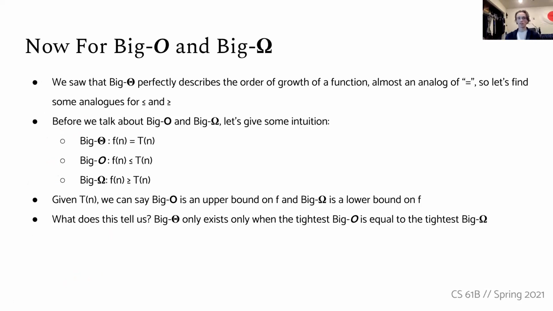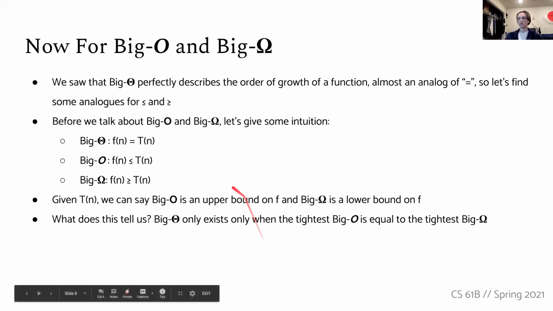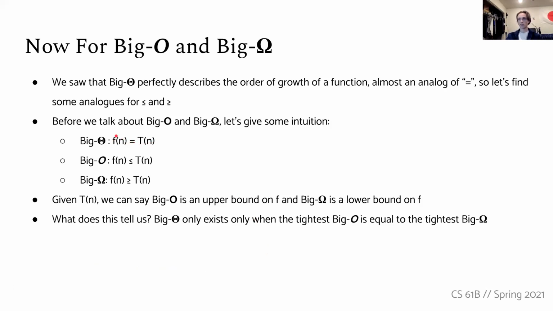So we see that big theta is used to represent our program for some perfect function that we can describe its growth with. Well, this isn't always going to be the case. So we'll have some analogs for less than or equal to and greater than or equal to. And this will be used with big O and big omega. So first we talked about big theta. This is going to be some analog for talking about the growth of f of n being exactly equal to some time complexity function t of n.